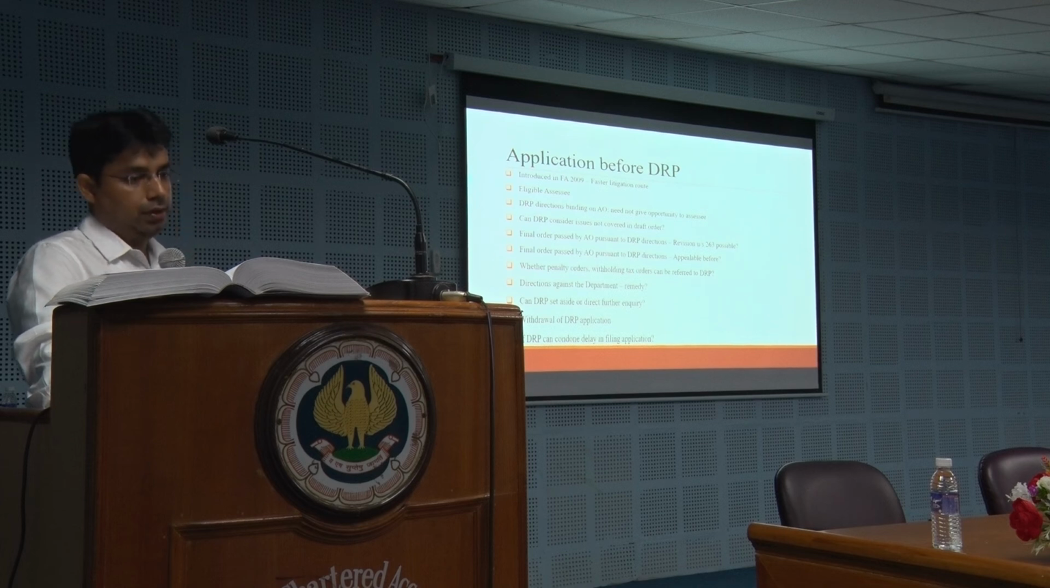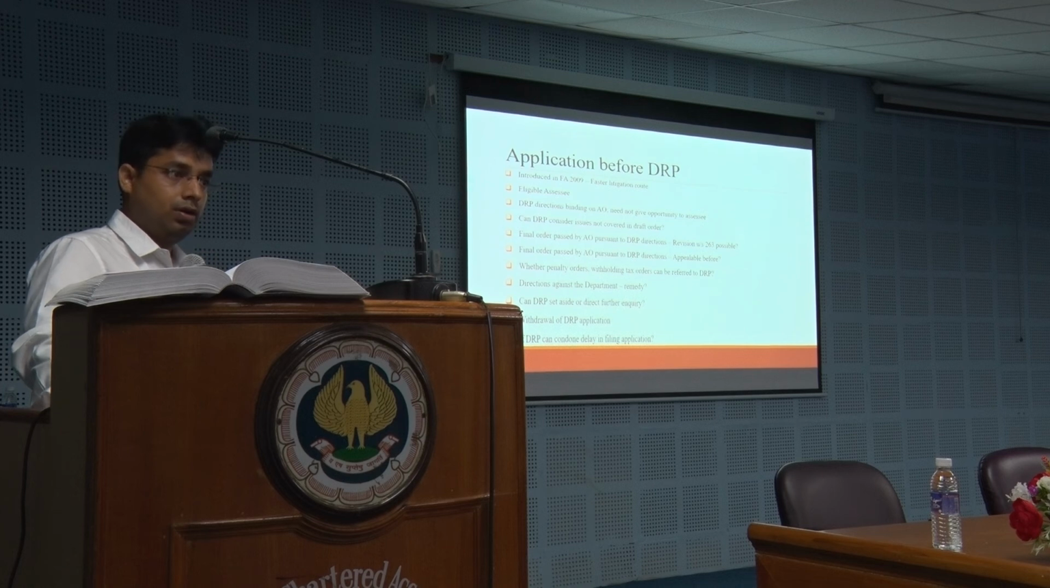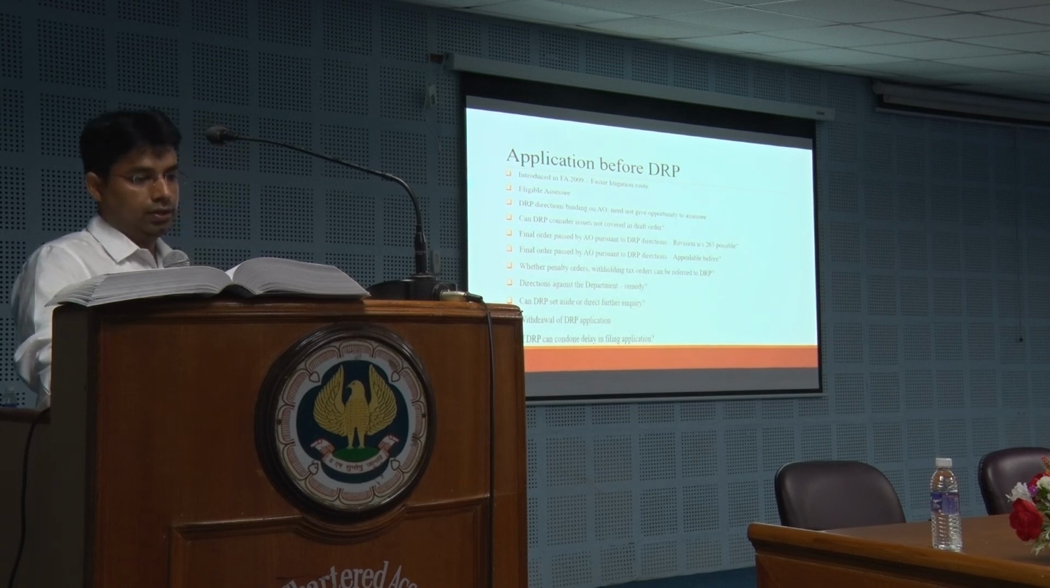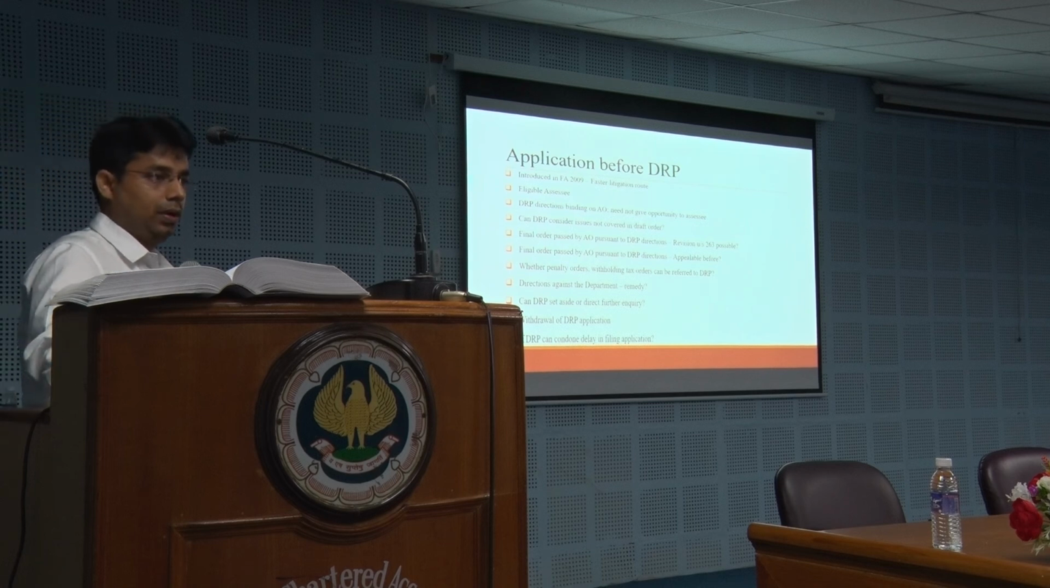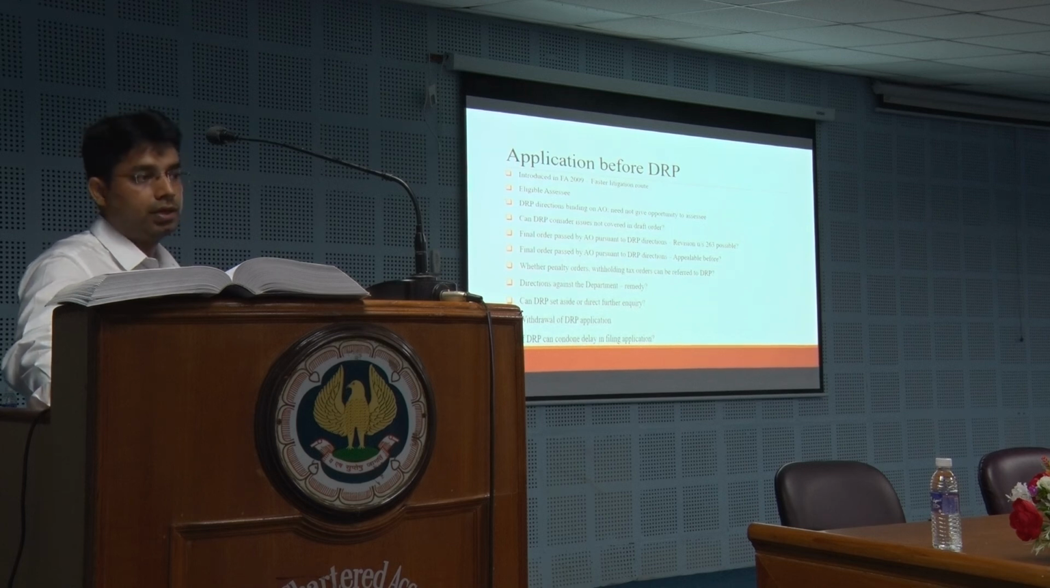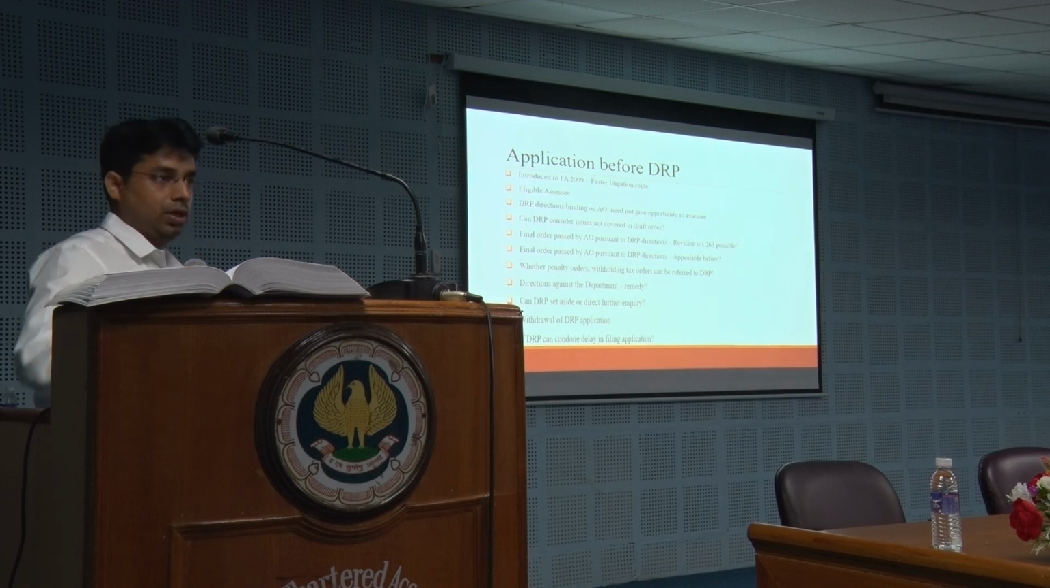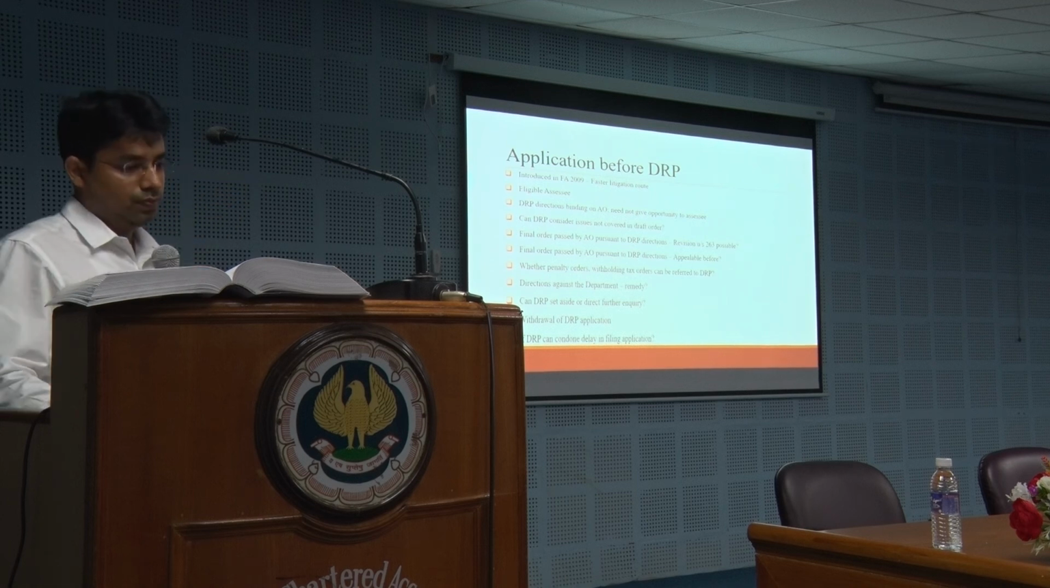Directions against the department: remedy. The department now cannot file an appeal against the order of DRP. So the department does not have a remedy under that, but a writ can still be explored. Can DRP set aside or direct further inquiry? The power of DRP to set aside is not there, because DRP's power is generally akin to CIT appeals. CIT appeals cannot set aside the assessment, and so DRP cannot. DRP can ask the assessing officer to give a report on the assessment and accordingly make the adjustments.